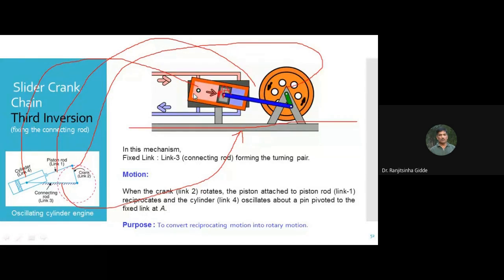Whatever linking I have made, check it once again on your own, because the animation is on the right side and on the left side there is the line diagram. So by comparing these two, one animation and one line diagram, you try to get the things. Okay.